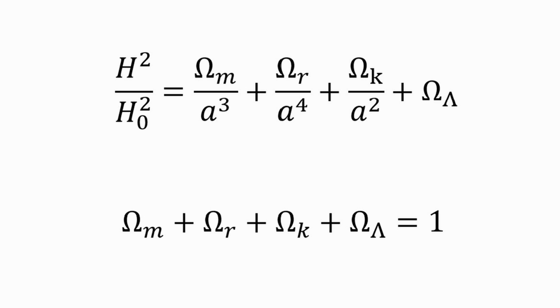The term omega m is the density parameter related to both regular or baryonic mass energy and cold dark matter. The term omega r is the radiation density parameter, that is energy from massless particles such as photons and relativistic neutrinos. The term omega k is related to the universe curvature. The last term, omega lambda, is related to the dark energy density parameter.